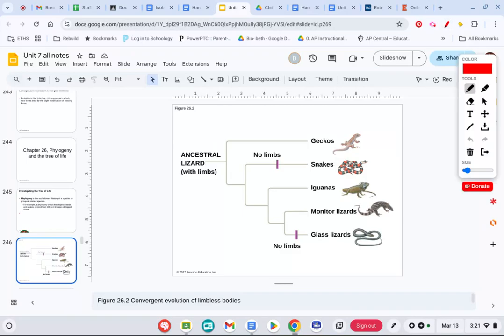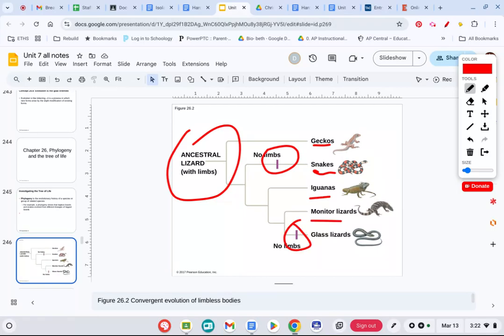And let me just get a pen here. So I've got an ancestor, and then at some point, branching off from all of these guys were our snakes. And so we have the snakes with no limbs, we have the geckos that are limbed, and all the other ones as well here. And then we have another point where a different set of species called the glass lizards developed, and they also had no limbs at all. So that as well. So that's an example of that.